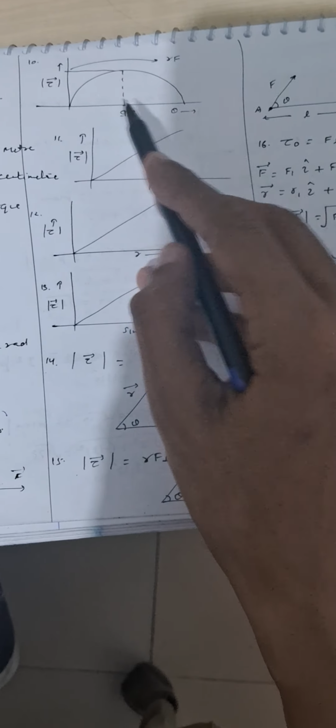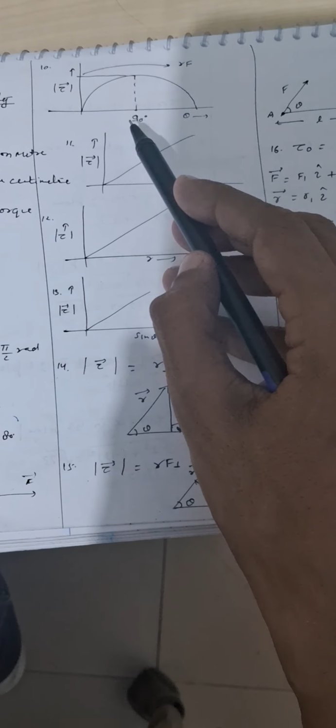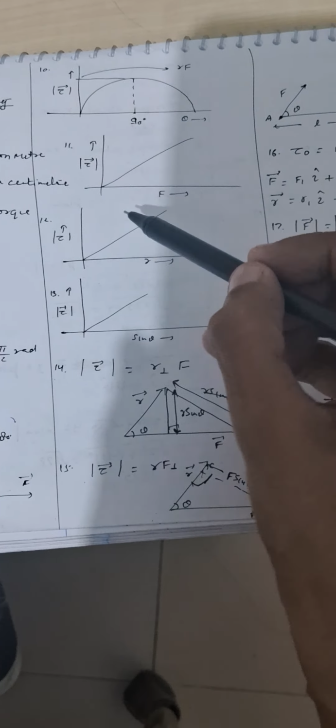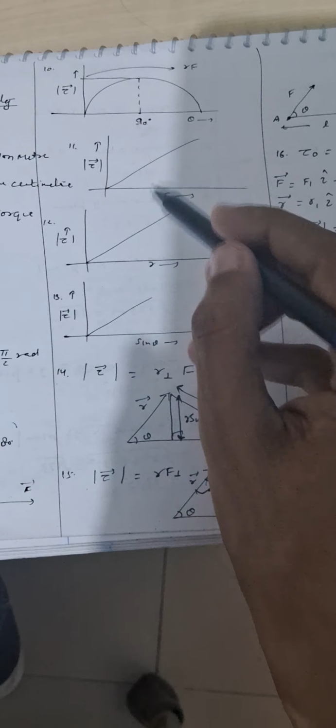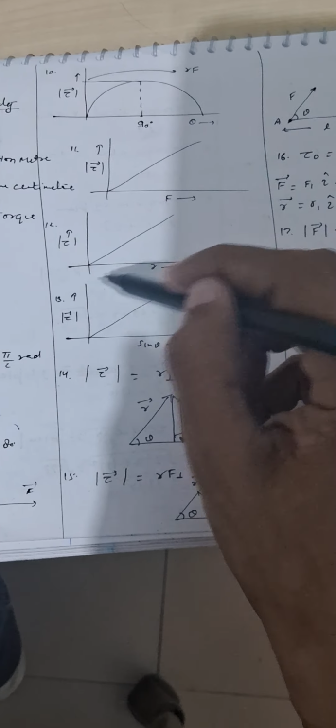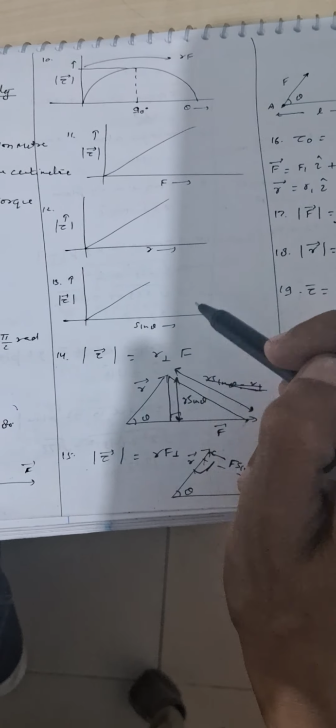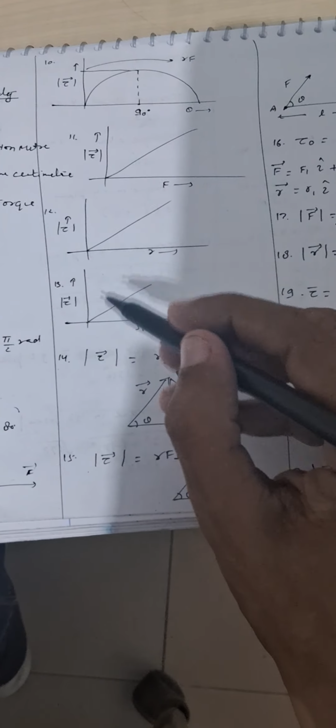Next is the graph between the magnitude of torque and theta. So it's a sine curve, maximum at 90 degrees. However, if you draw a graph between torque and force, it is a straight line. Similarly, for torque versus R, it is a straight line. Similarly, for torque versus sin theta, it is again a straight line.